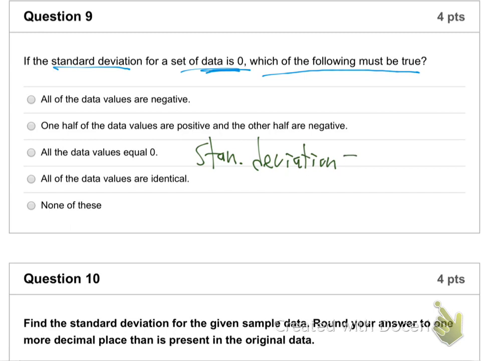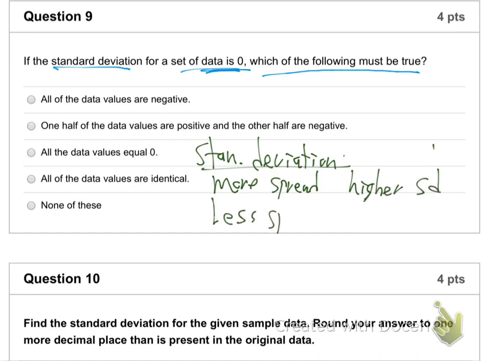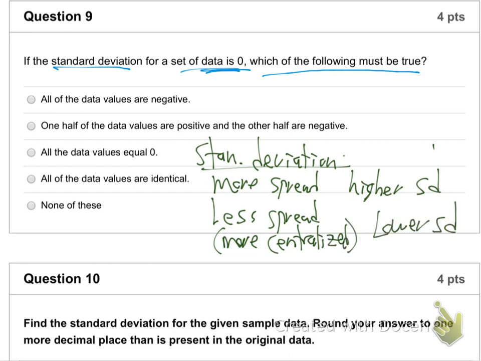Standard deviation has to do with the spread, right? Bigger standard deviation, more spread out data. If you have more spread out data, then you've got a higher standard deviation. If you've got less spread out data, more centralized, if it's all just hanging in the center, then that would be a lower standard deviation.